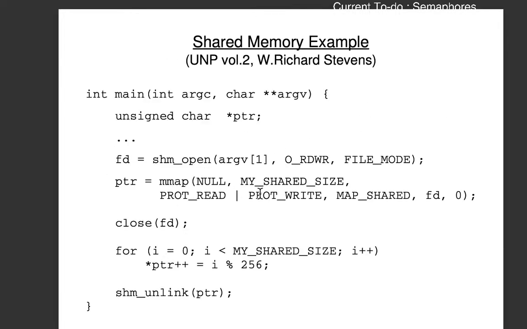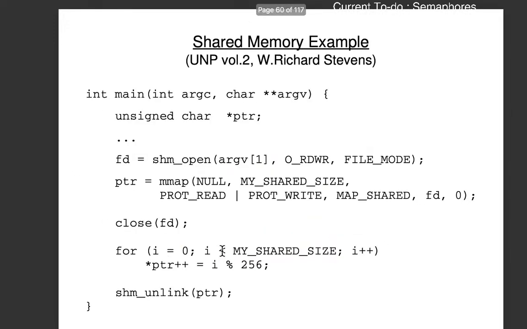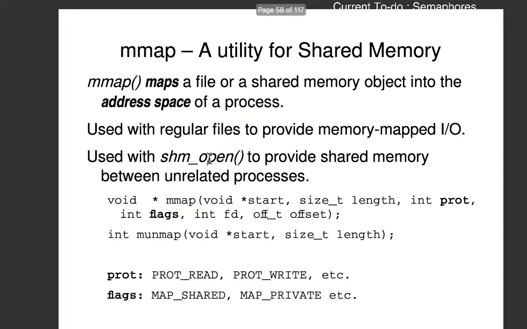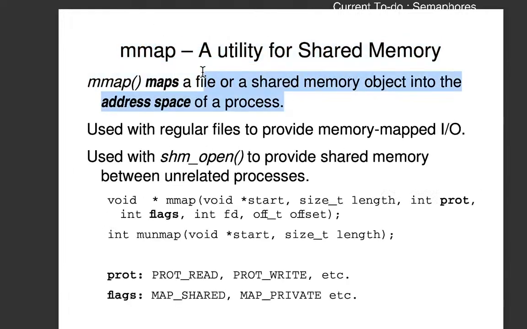Yeah, as such, there's shm_open, all these functions, mmap and stuff. Least latency. You can use semaphore here, as I told you, but mmap maps a file or shared memory object into the address space of a process. So use mmap for shared memory. It's a utility to provide shared memory between unrelated processes. Oh my god, void start, length, prot, flags, int fd, offset.